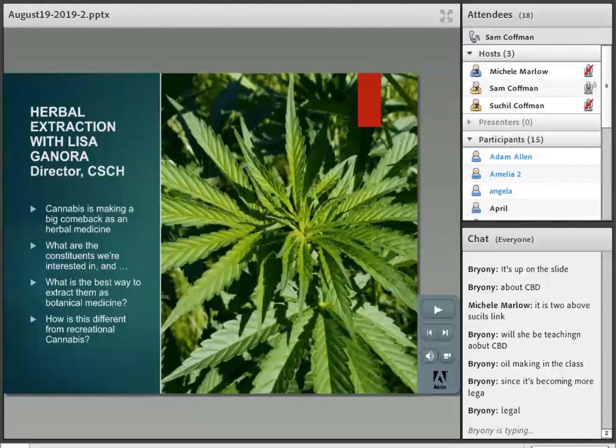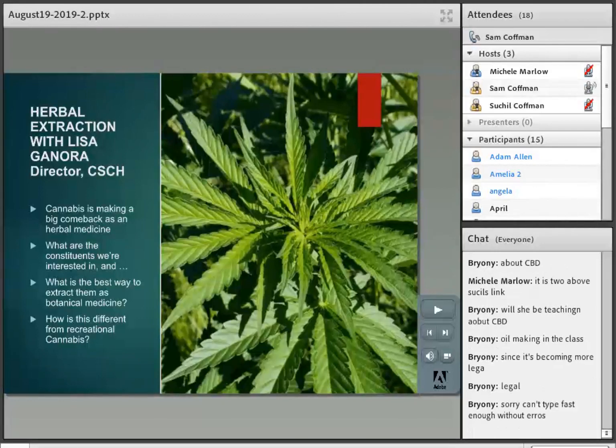So, it doesn't specifically focus on that, but all of the chemistry principles and extraction principles apply to any plant, and I definitely mention it as an example several times. Let me just riff on that for a minute, and this is something I was going to say earlier too. Cannabis is not just CBD.